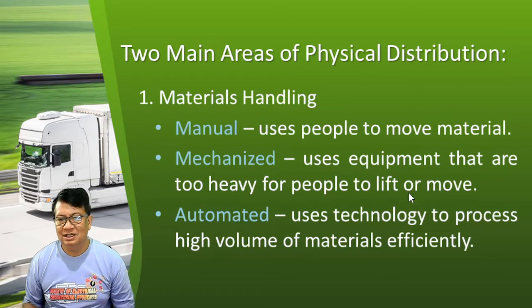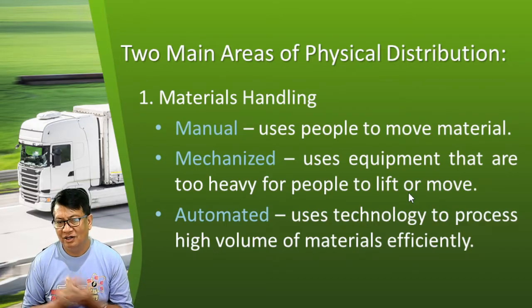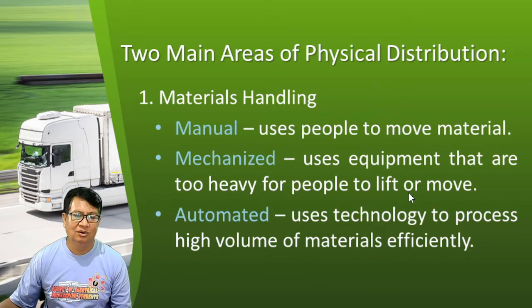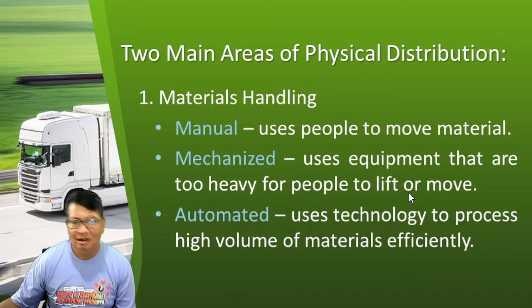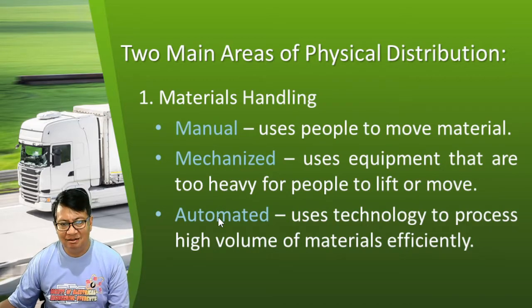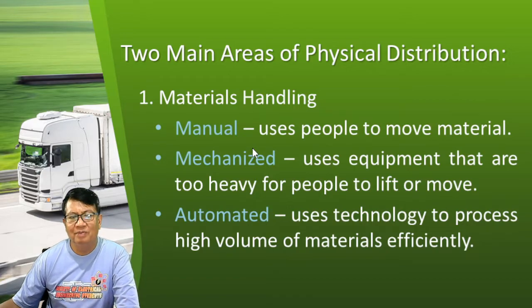Okay, so we have these two main areas of physical distribution. So, ano po ba yung mga areas of physical distribution? Unang-una po, yung mga materials handling. Okay, so that is very necessary. How you're going to handle the materials. So, mayroon if it is manual, or mechanized, or automated. Okay. So, when we say manual, that uses people to move material.